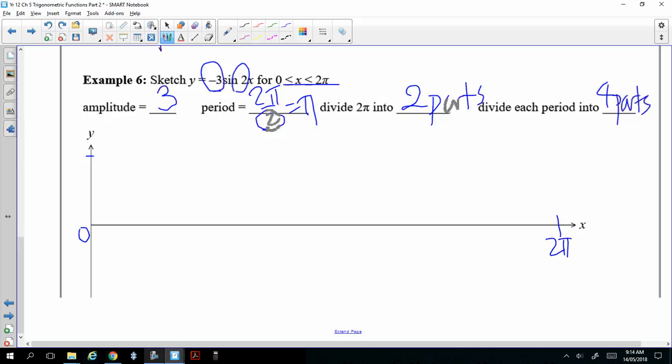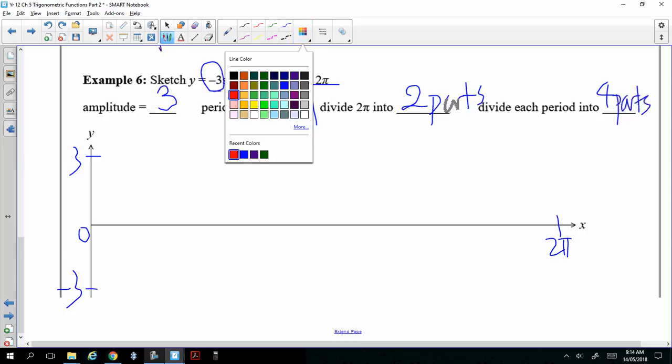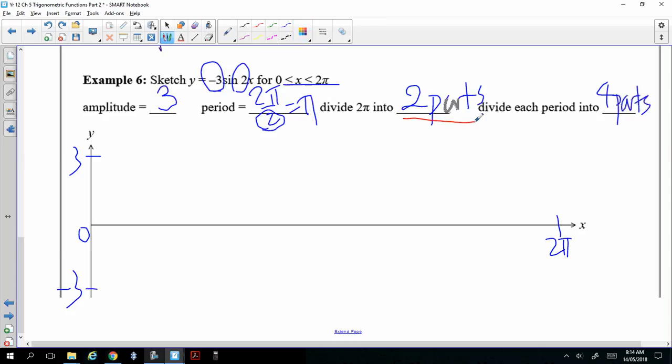After that, you're going to divide into 2 parts. That's easy because you just have to put it in the middle. That's pi. Okay? Which is your period. That's 1 period. 1 full graph of sine.